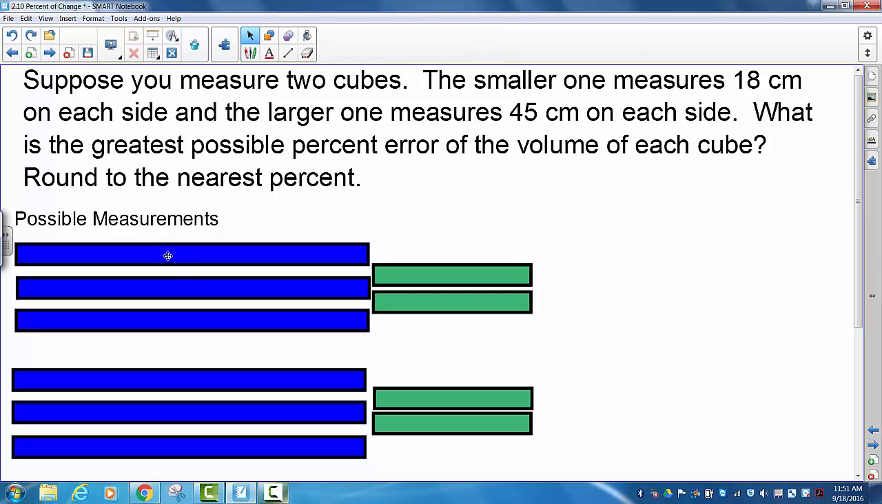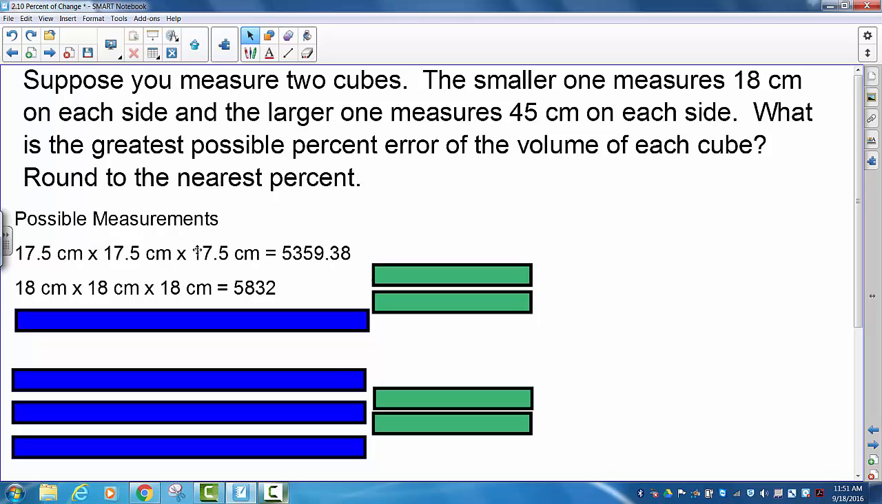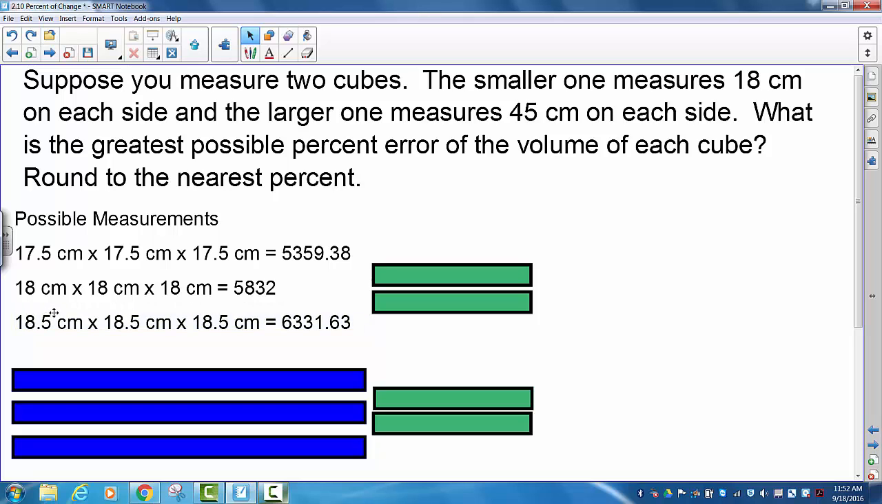Okay, the actual volume is 18 centimeters by 18 centimeters by 18 centimeters, or 5,832 centimeters cubed. Now what could it possibly be on the low end? Well, since it was measured to the nearest centimeter, it can be half a centimeter less or half a centimeter more on each side. So it could be 17.5 by 17.5 by 17.5, which comes out to 5,359.38 centimeters cubed, or it could be 18.5 times 18.5 times 18.5, which is 6,331.63 centimeters cubed.